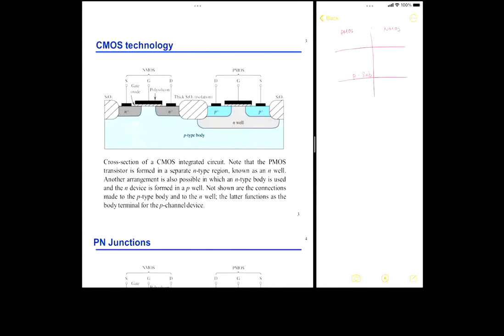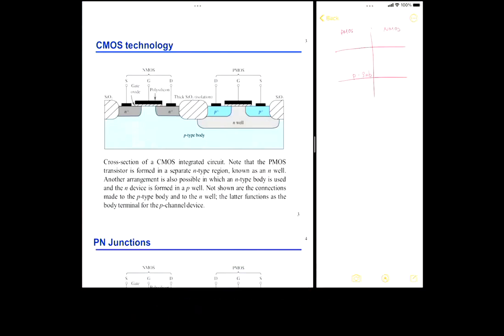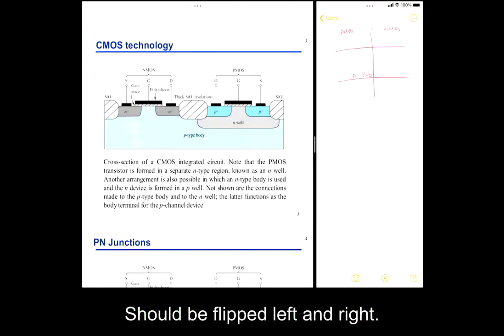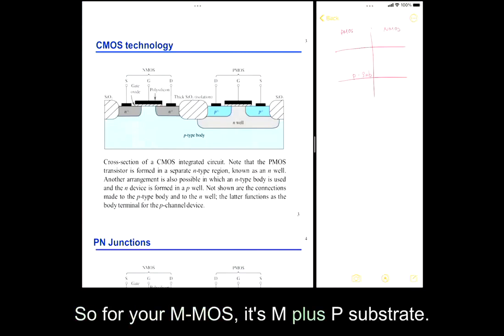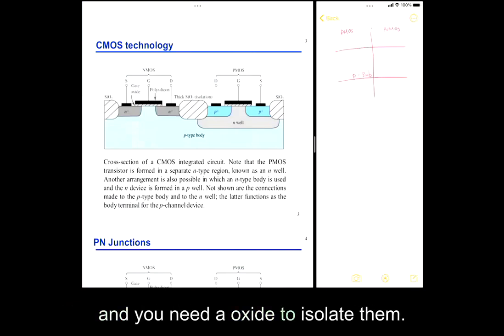Anyone miss out the oxide? No? That's good. Anyone miss the metal? Don't miss out the metal. Anyone miss the N-well? Remember it's PMOS, so your figure should be flipped left and right. For your NMOS it's N plus on a P substrate. For your PMOS you need an N-well, P plus, and you need an oxide to isolate them.